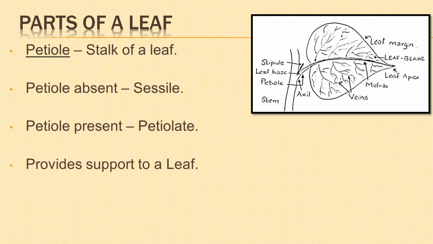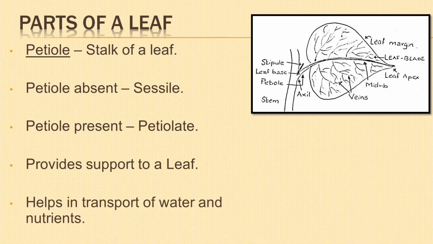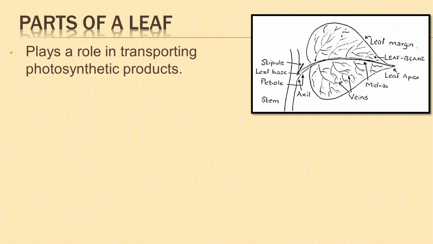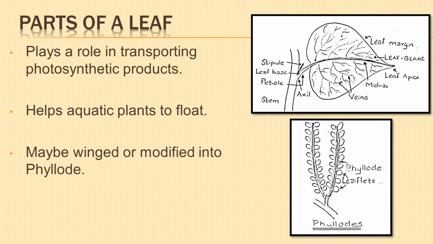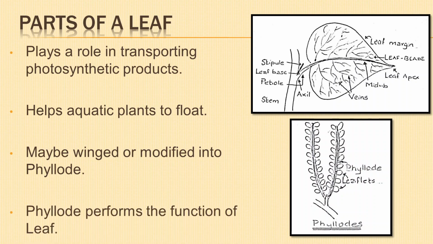Petiole provides support to the leaf and keeps it erect. It helps in the transport of water and nutrients that are absorbed by roots to the leaves. It also plays a role in transporting photosynthetic products from leaves to the other parts of the plant. In aquatic plants, petiole develops into a spongy bulb and helps in floating. Petiole is winged in orange and modified into a phyllode. In Australian acacia, the phyllode performs the function of a leaf.